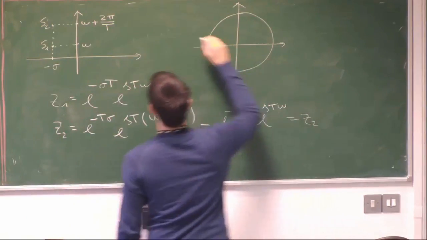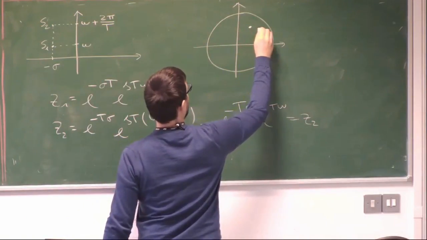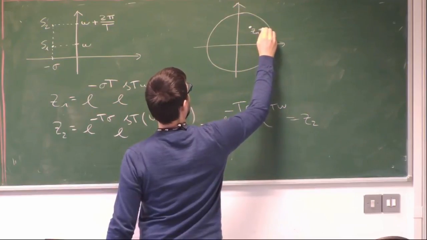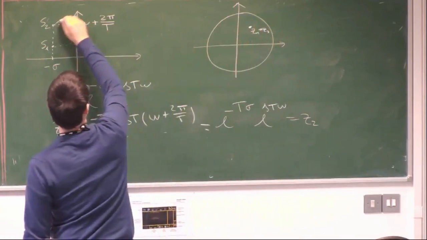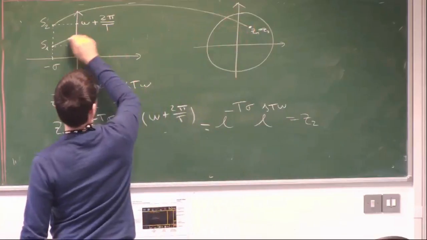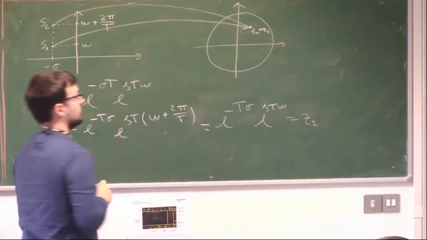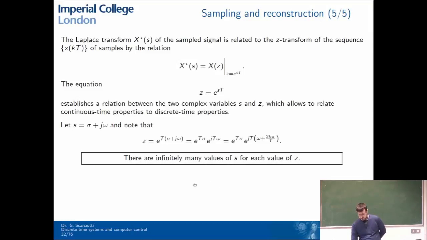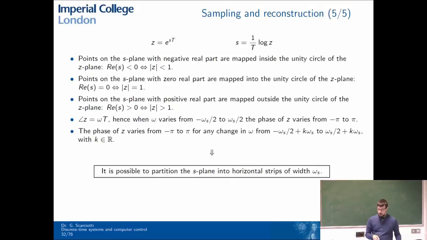So this means that there exists a point Z1 equal to Z2 towards which both points S1 and S2 are mapped, okay? This means that there are infinitely many values of S for each value of Z. Now, knowing that there is this issue, what we want to study is if stability is preserved, and also how points and some particular characteristics of the S plane are mapped in the Z plane.